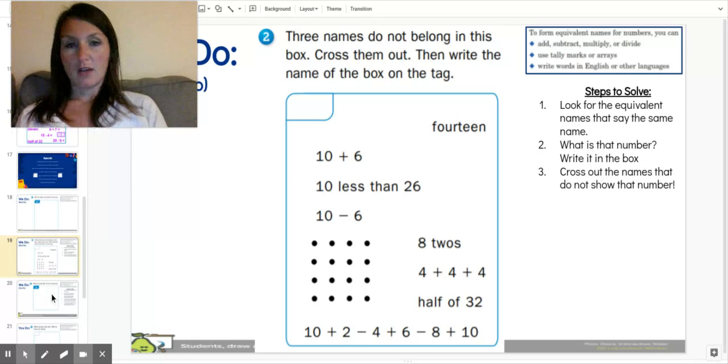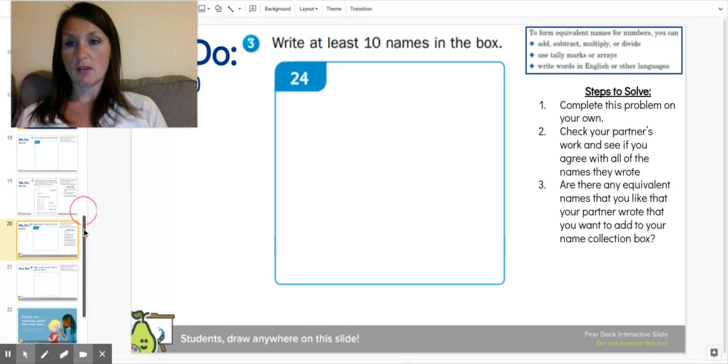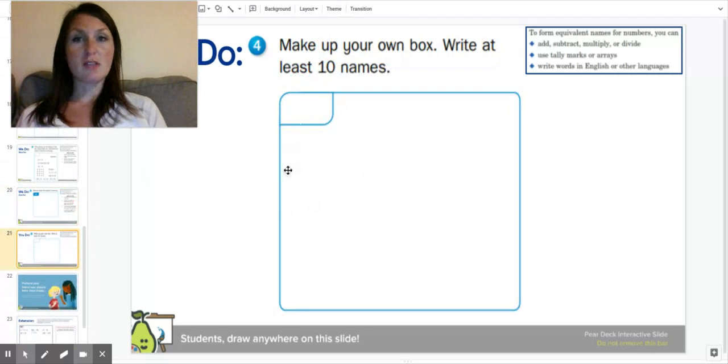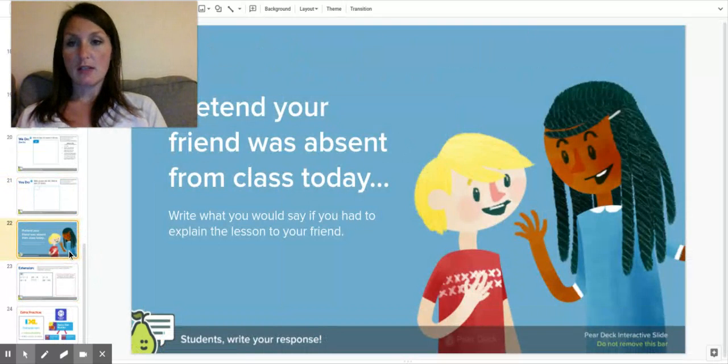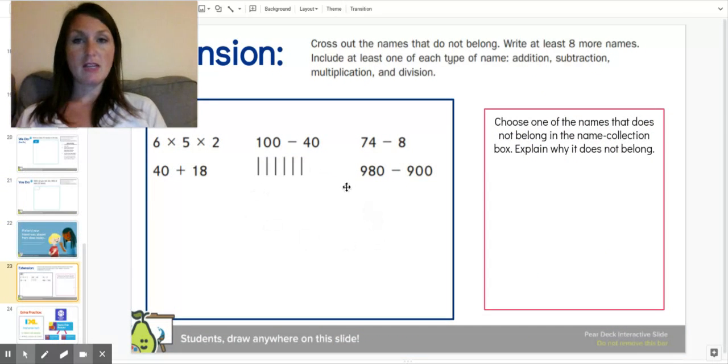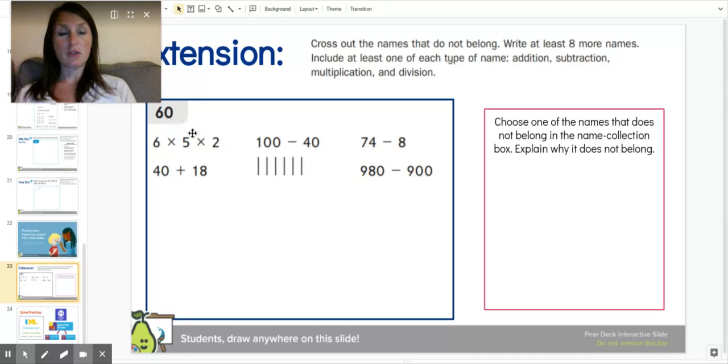Here is another example of where you could try 24. And then here you get to make up your own. You get to come up with your own number and 10 names that would match. Here, I want you to reflect. And then if you want to extend your thinking, this is a bigger number. If you see here, it's 60. So if you want to try that and explain a little bit, that would be great.